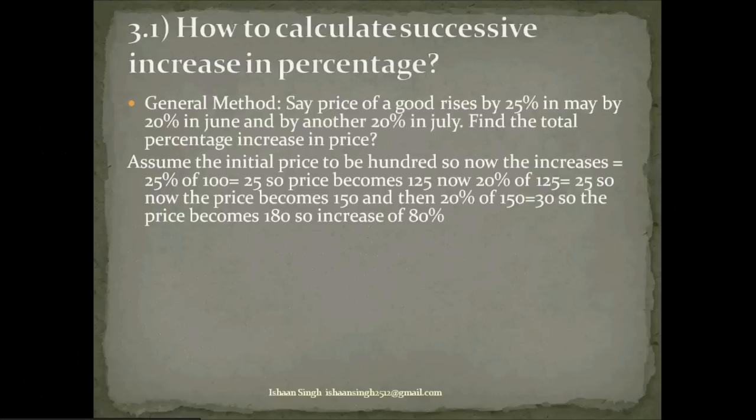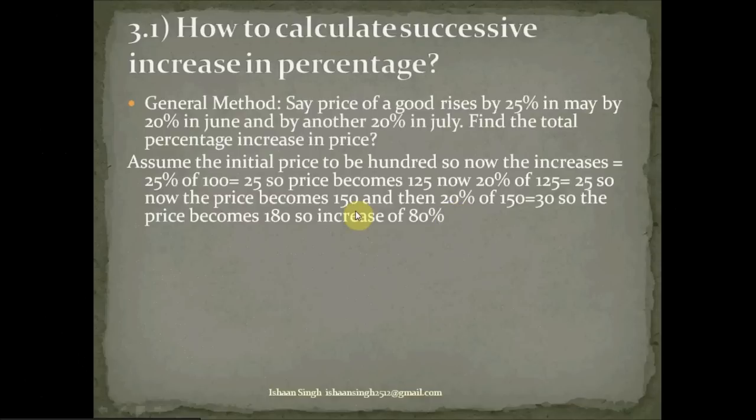In the month of June, there is another increase of 20%. This 20% increase of 125 means 125 plus 25, so that becomes 150. And then in the last month, July, it is again increased by 20%. So 20% of 150 is equal to 30, added to 150: 150 plus 30, the number becomes 180. So you started with 100 and you ended up with 180. So the increase is 80%.